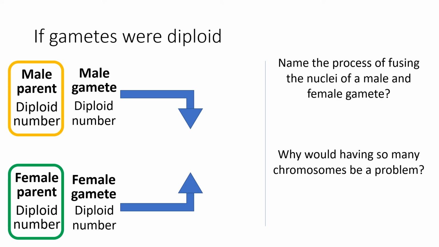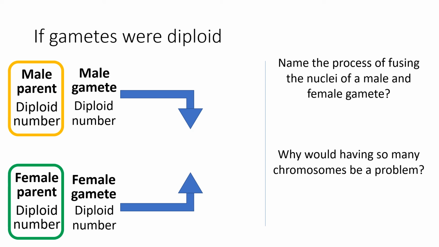What we're going to look at now is what would happen if the number of chromosomes in a gamete was diploid. So you've got a male parent with every cell in their body having a diploid number, and a female parent with every cell in their body having a diploid number. Now remember, this isn't what actually happens in real life. We're just using this as an example to show you why this does not happen. But let's pretend that male gametes and female gametes had a diploid number in them.